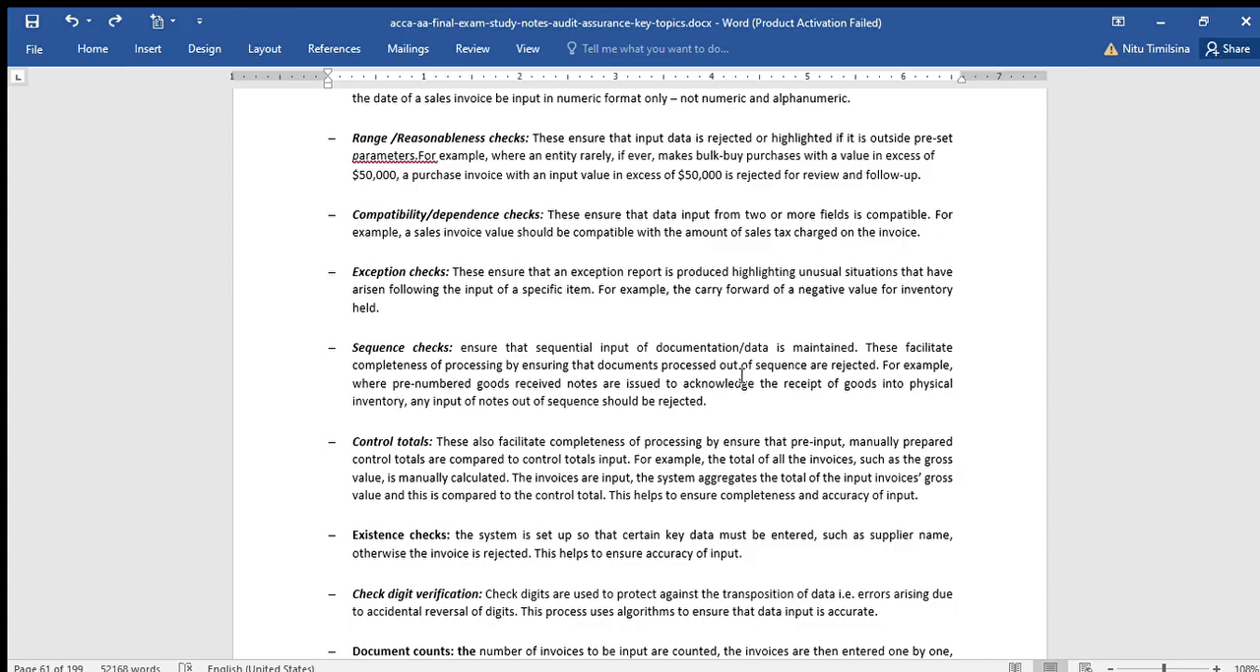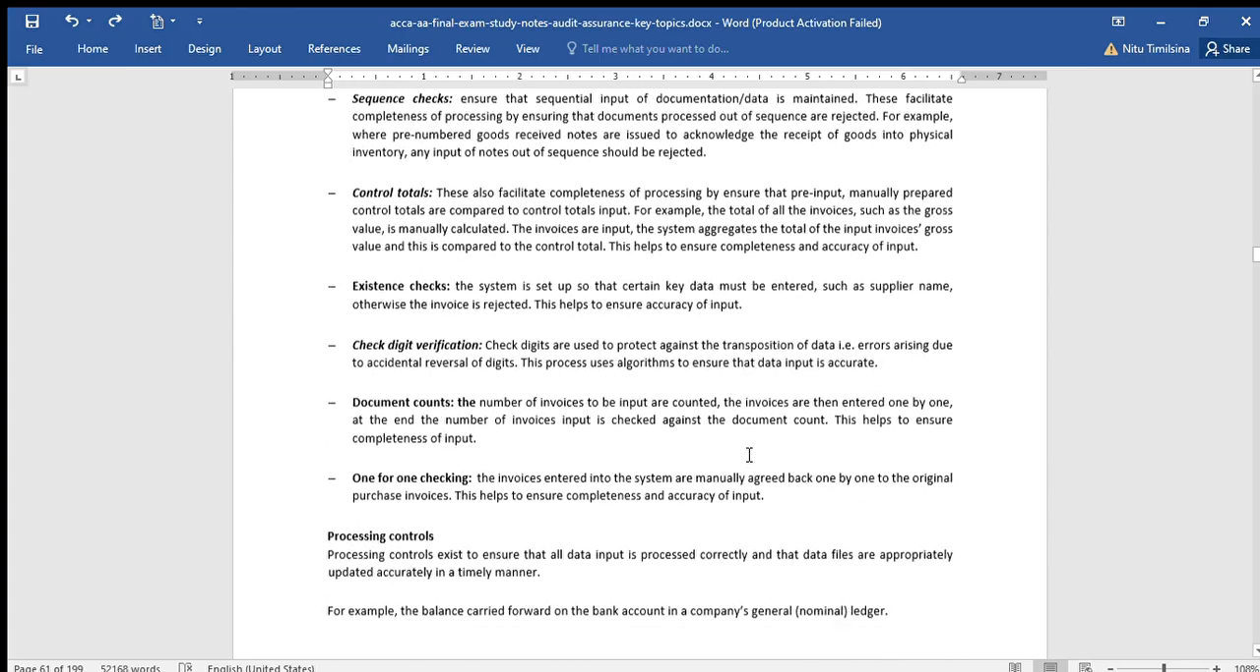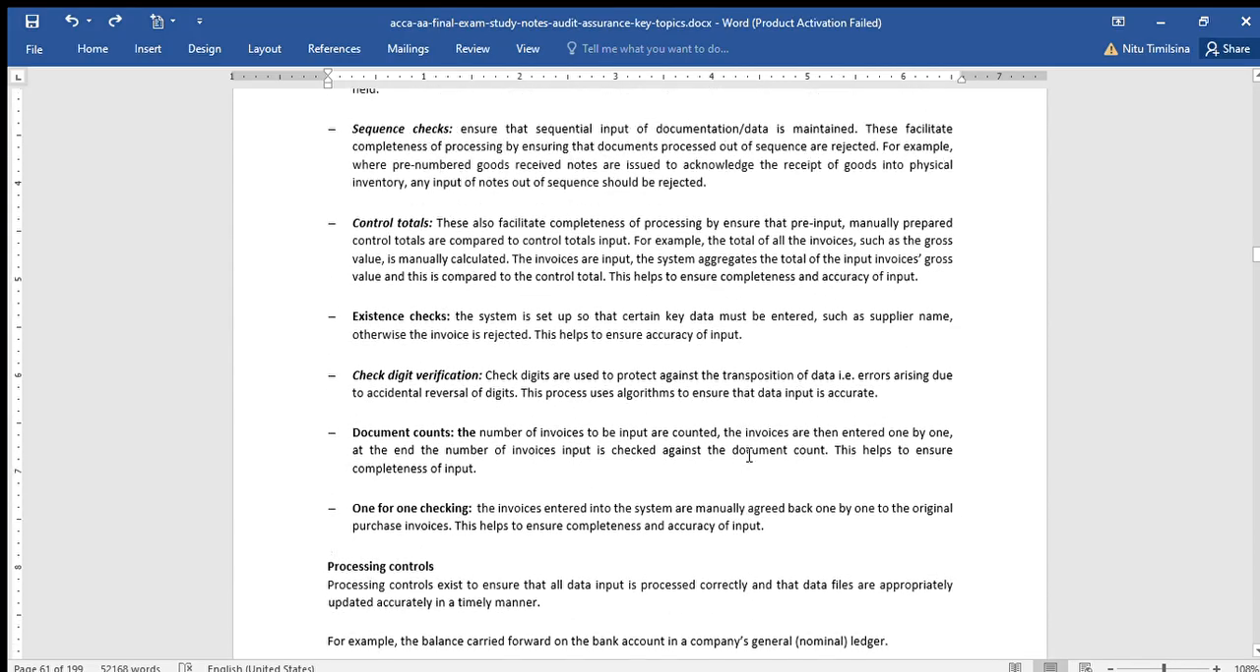Sequence check ensures that sequential input of documentation or data is maintained. This facilitates completeness of processing by ensuring that documents processed out of sequence are rejected. For example, where pre-numbered goods received notes are issued to acknowledge the receipt of goods into physical inventory, any input of notes out of sequence should be rejected. So it ensures no documents are missing.